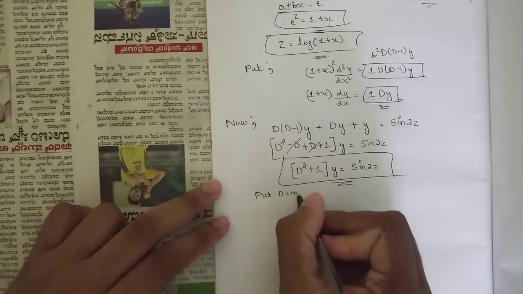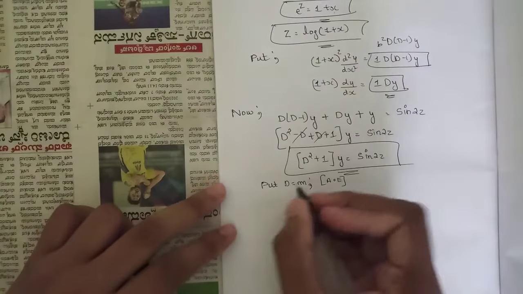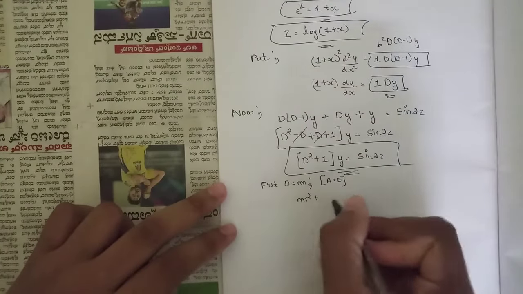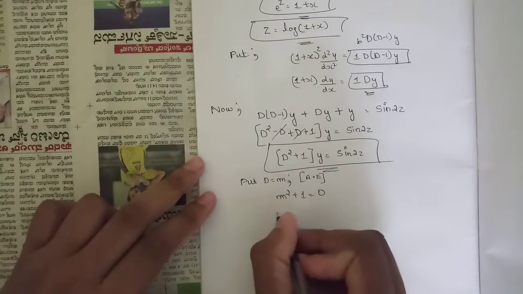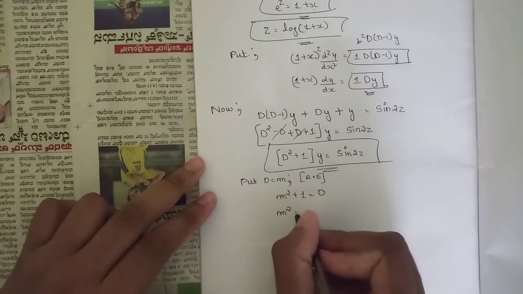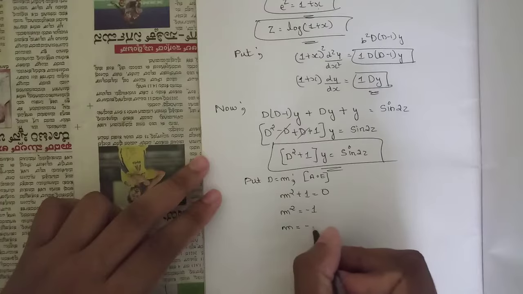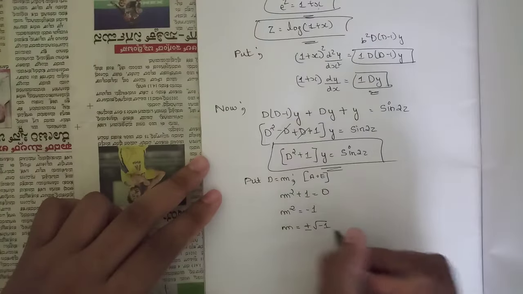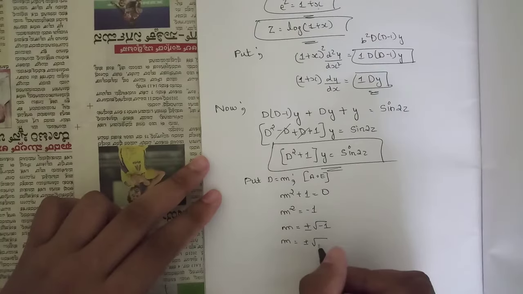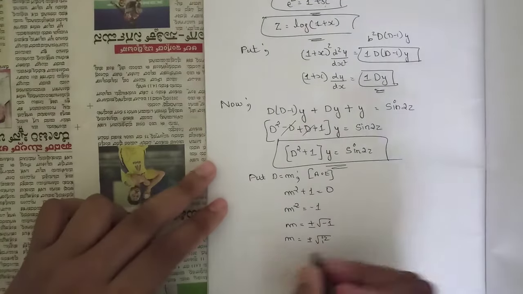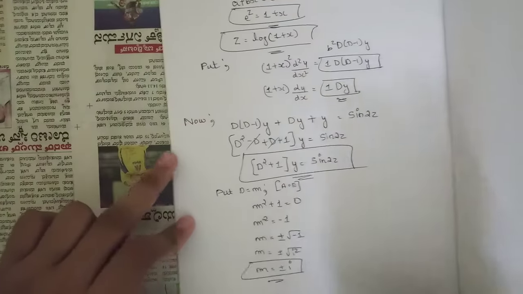Okay, so here again we need to put the same thing. To find the complementary function, we need to put d is equal to m according to the auxiliary equation. So this would be m square plus 1 is equal to 0. Again we can solve this directly, since we don't have an m term. Bring this 1 to the other side, m square equals minus 1, m equals plus or minus square root of minus 1, m equals plus or minus square root of i square. So we get m equal to plus or minus i as our roots.